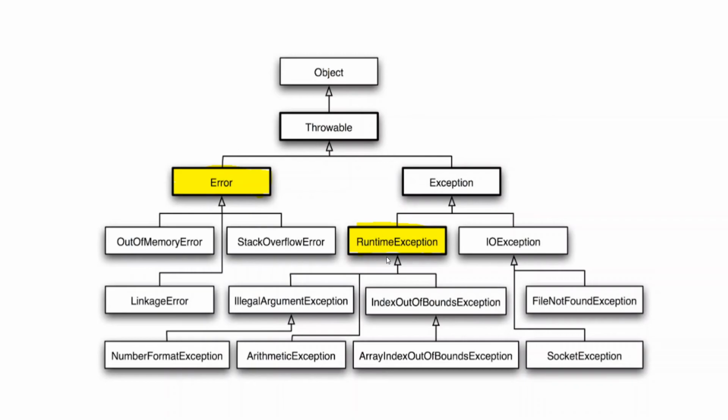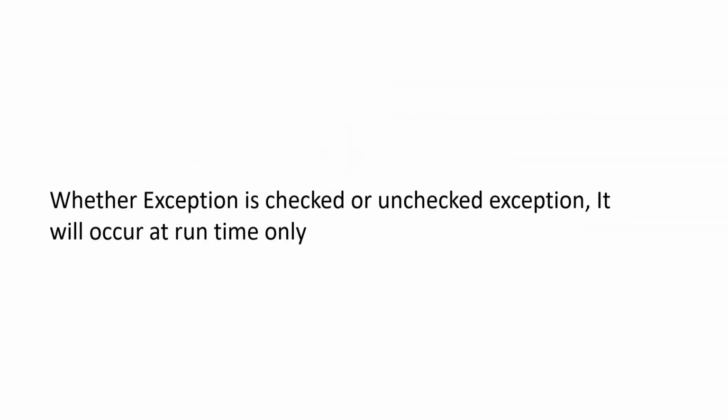So the Error class and the RuntimeException class come under the unchecked, and apart from this, whichever classes are there come under the checked exceptions, like IOException, FileNotFoundException, SocketException. So you can remember this: Error and RuntimeExceptions are the unchecked exceptions, and on this right hand side, IOException, FileNotFoundException, SocketException are the checked exceptions.